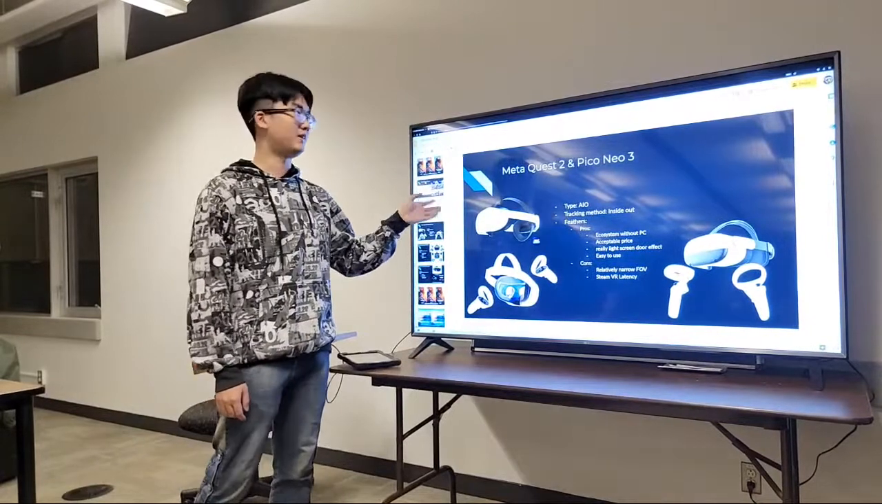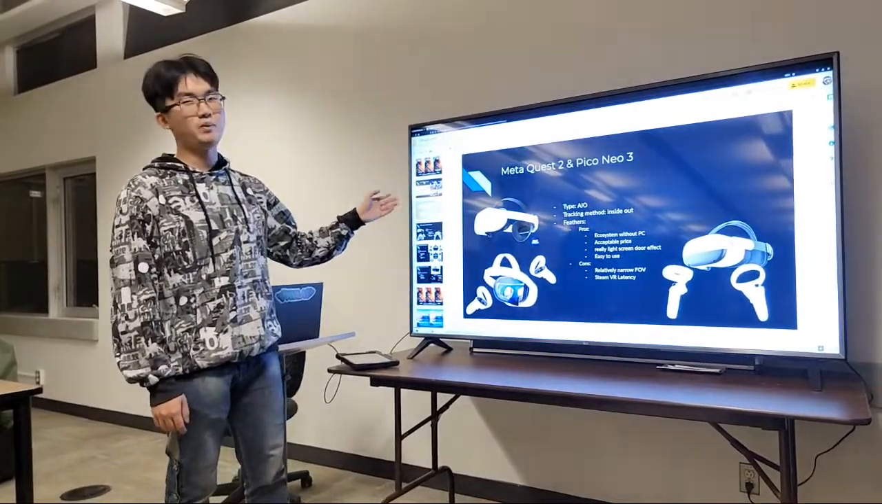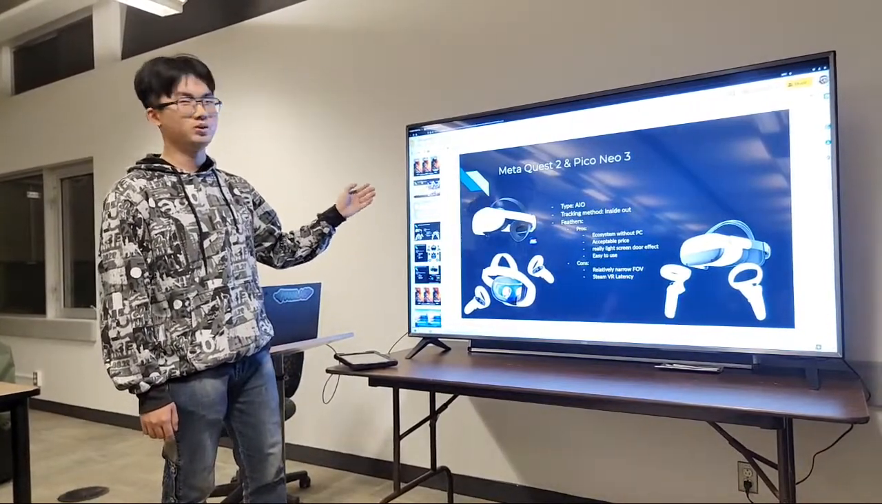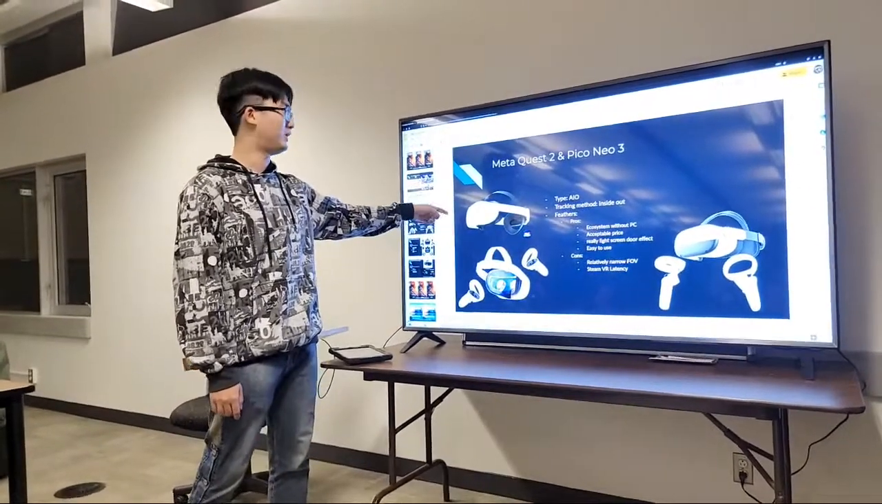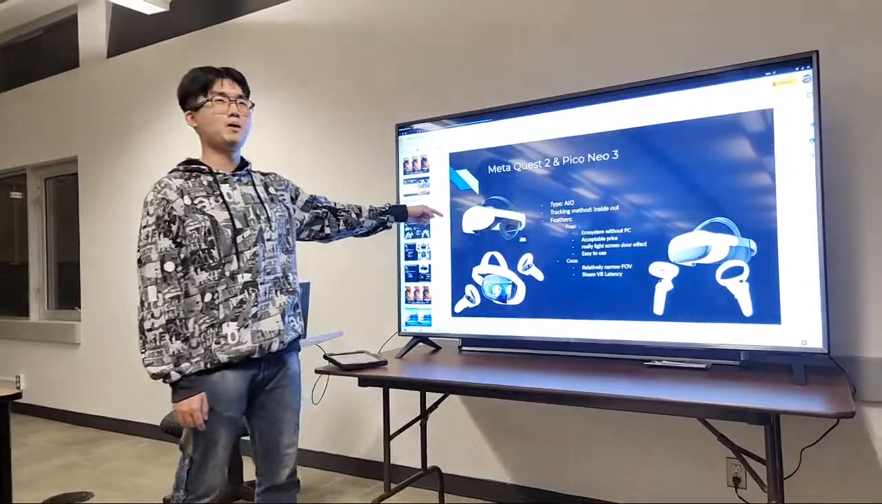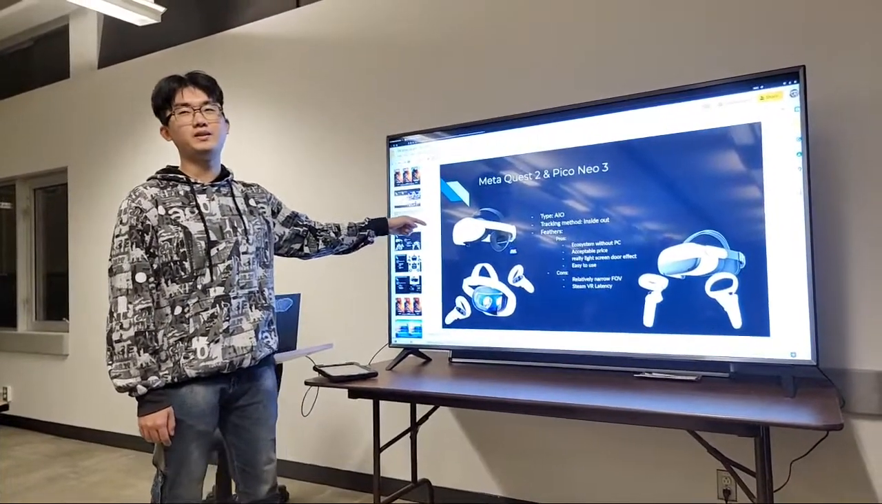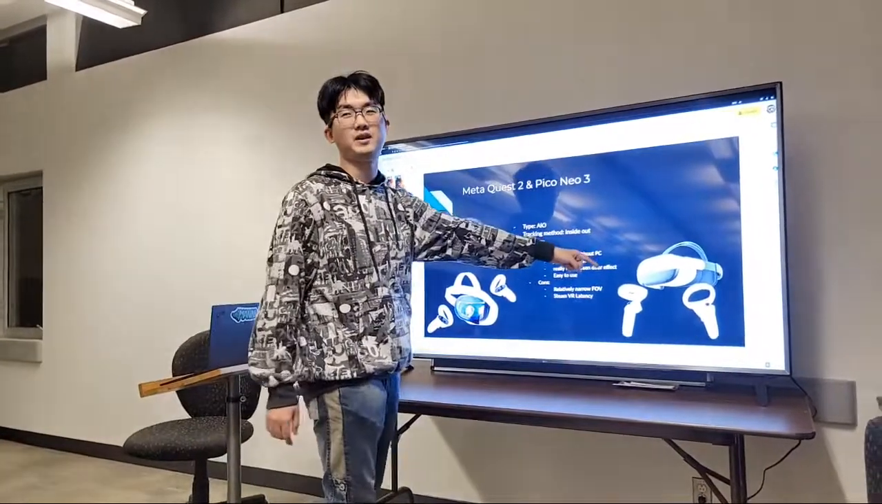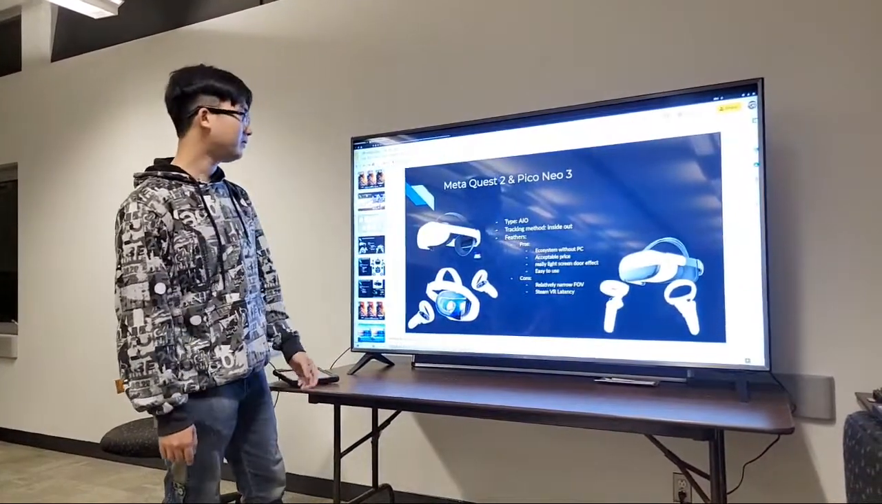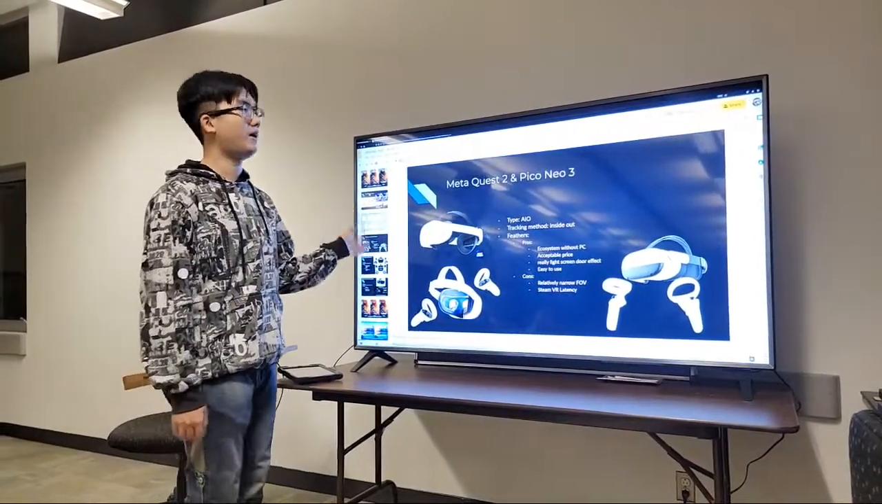So in this slide, these are, in my mind, the 2 most popular headsets. In 2021, Quest 2 sold more than 10 million, and this is the most popular headset in China. They are AIO headsets.